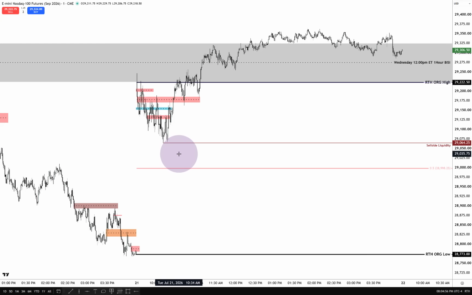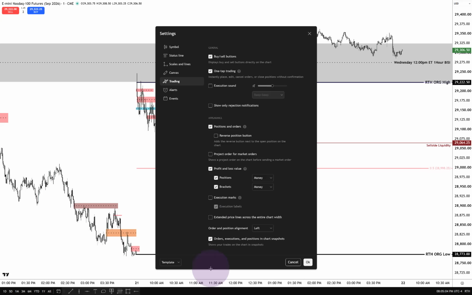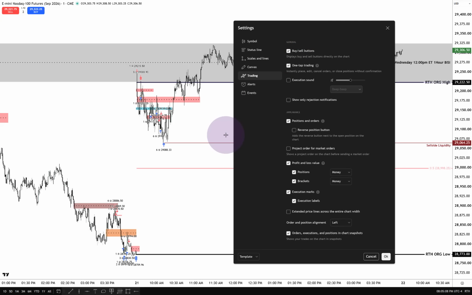So we're looking at the 1 minute chart on NASDAQ for September delivery 2026. Just a real quick bit of housekeeping. You can see the trades for Monday and today. Okay. So we'll get into the business here.